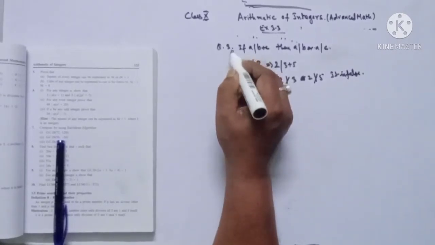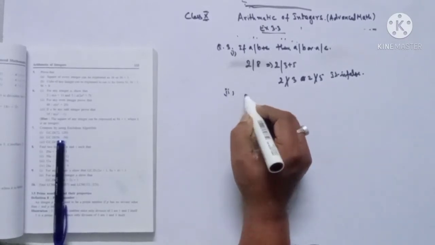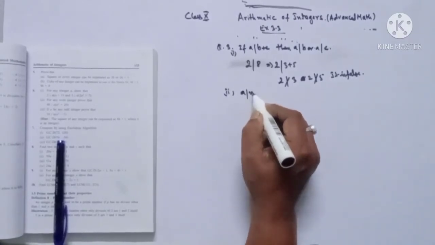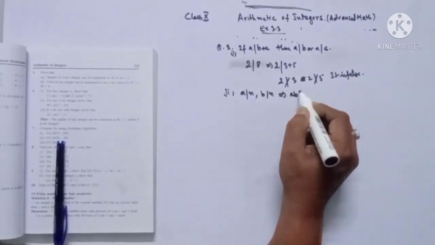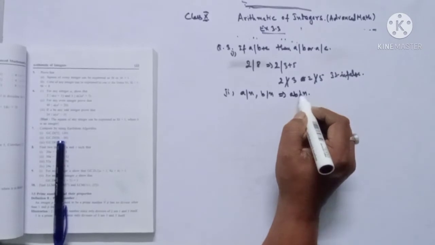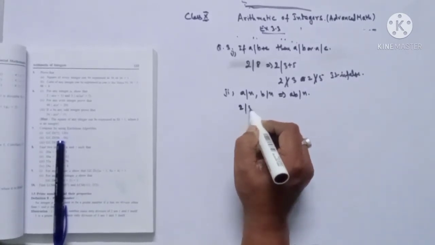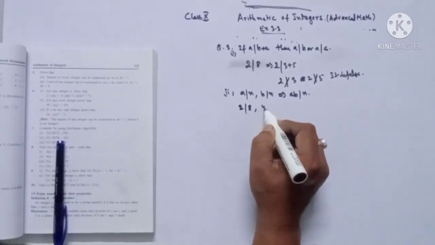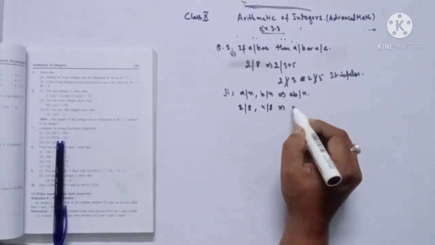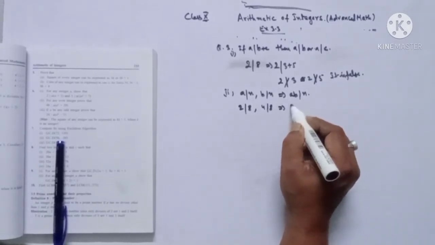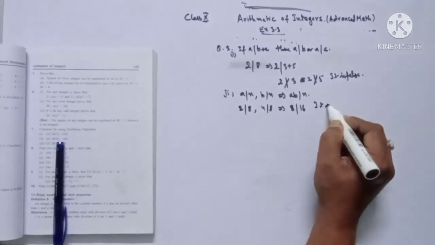Now this is first, and for second, here again, if A divides n and B divides n, which implies that AB divides n. So here you can take an example, that is 2 divides 8 and 4 divides 8. So AB, that is 8, divides 16. So it is true.